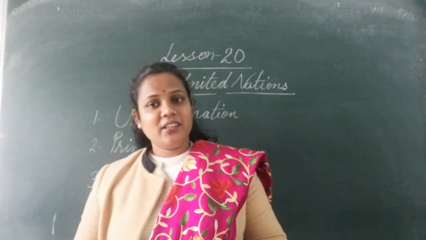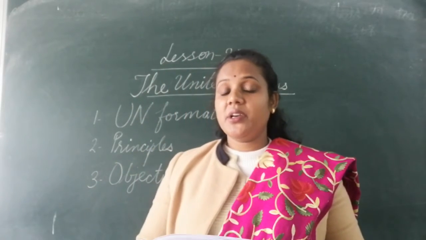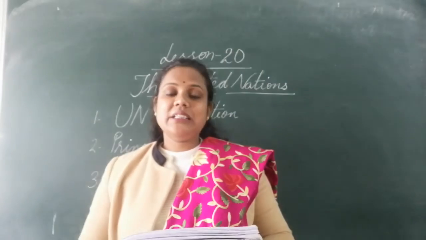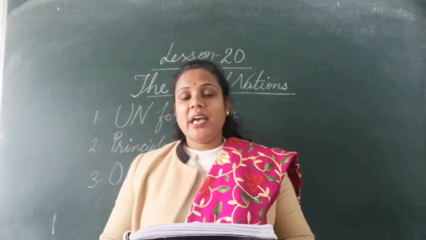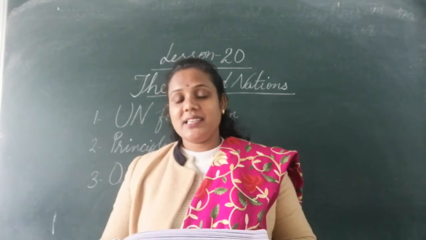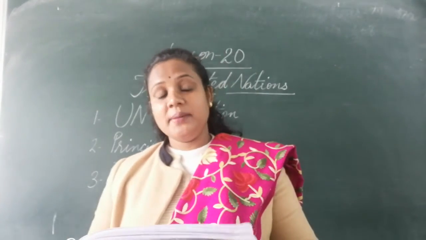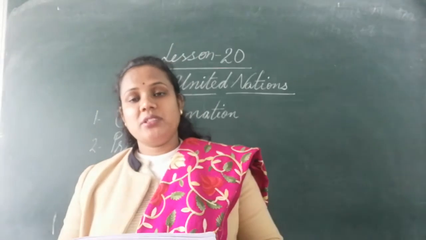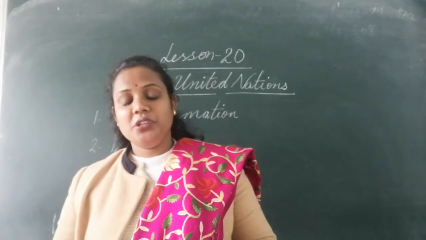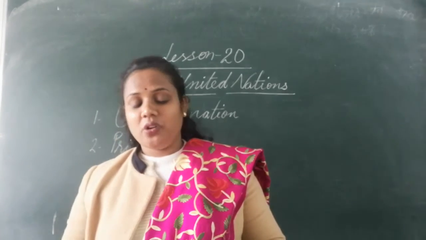United means Sangathan, na? Together. So many nations together. How many nations are there? 193 nations together have an organization which works for peace and security in the world. Where is it located? Its main headquarters is in New York.